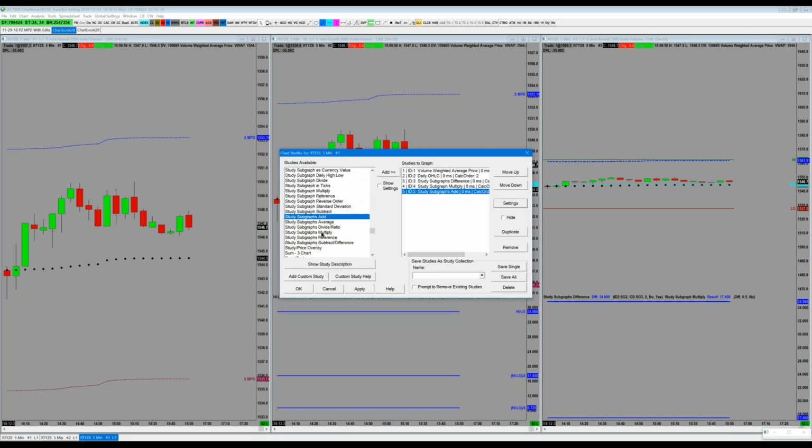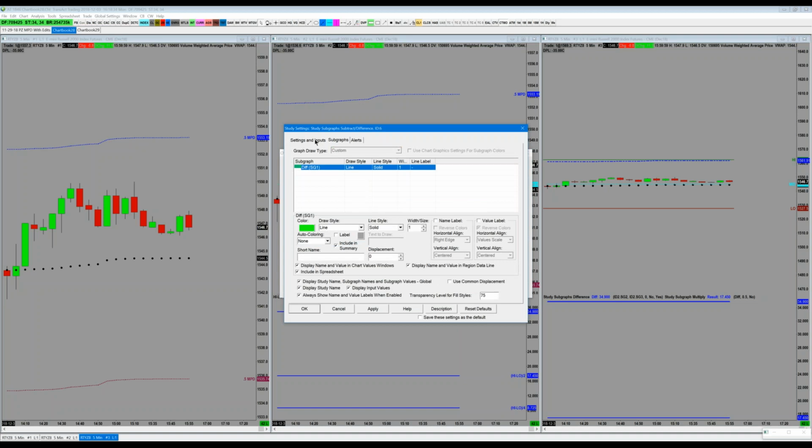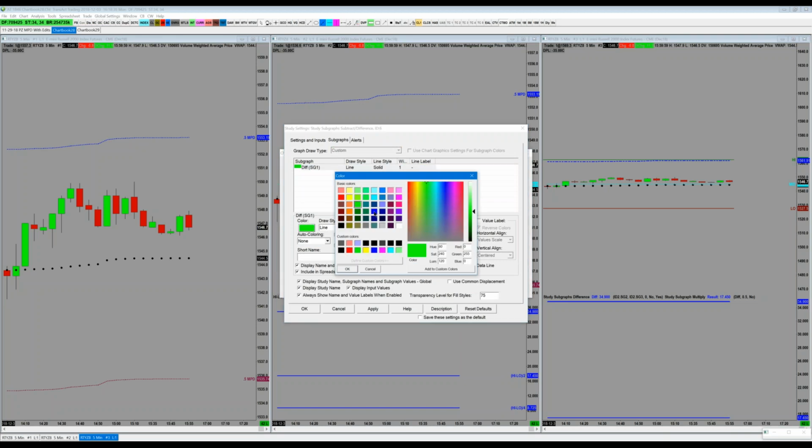All right, and then we could go down here and also do the study subgraph subtract, or excuse me, study subgraph subtract slash difference, because we're subtracting two subgraphs, one from another. Not just subtracting a number from a subgraph. So I'll just add that in the settings section. We'll do the formatting now, why not? Let's make it a different color.